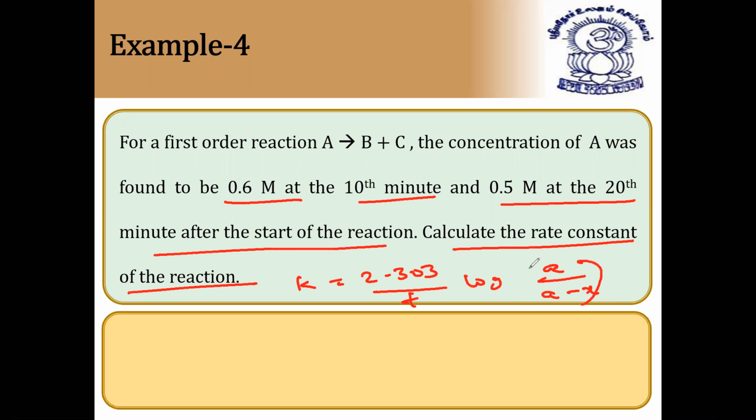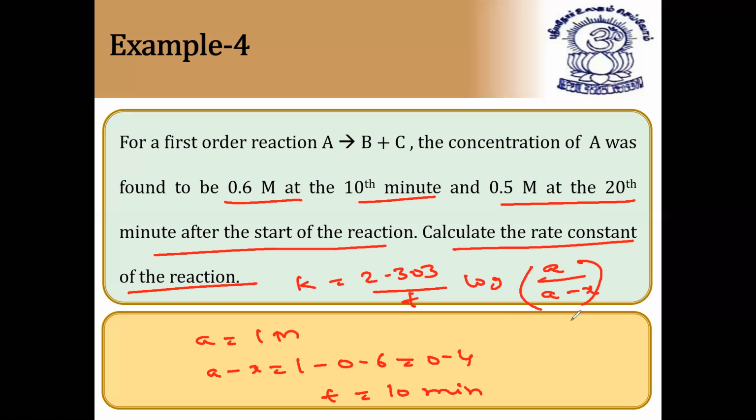So let us take the initial concentration as 1 molarity, because after the 10th minute it changes to 0.6 molarity. So a is equal to 1 molarity, initial concentration, and a minus x is equal to 1 minus 0.6, that is equal to 0.4. Substituting these values, t is any one interval you take, because they are asking only for the rate constant. So you need to take only one interval, that is the 10th minute. So time is equal to 10 minutes. Substituting t and a minus x, you can find out K. I hope it is clear.